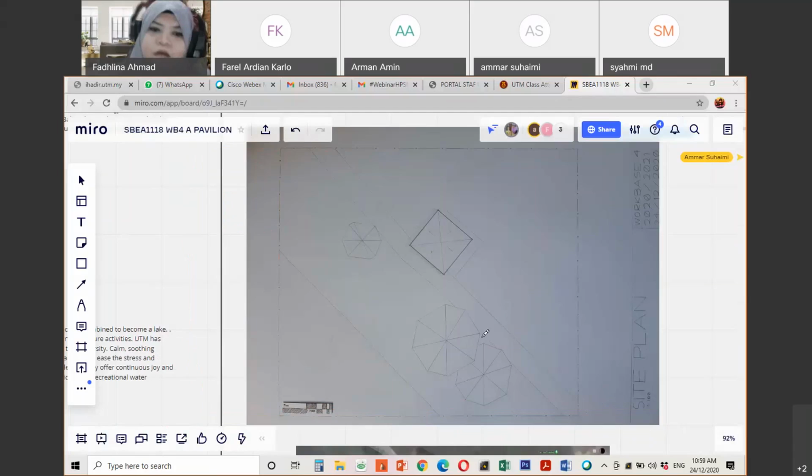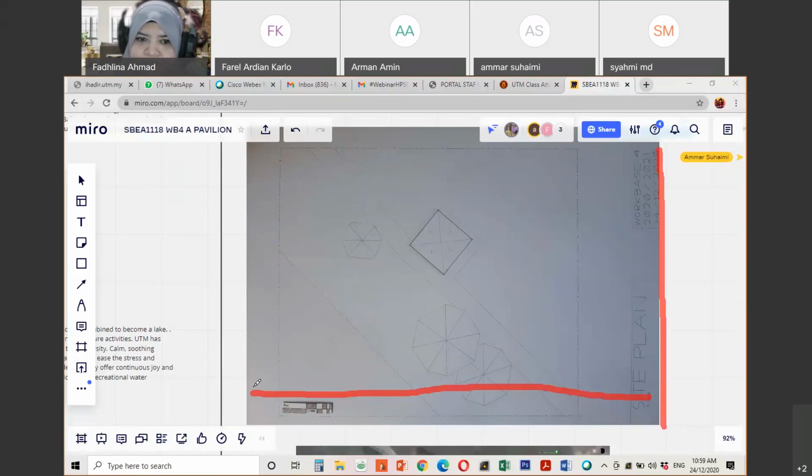But what I can see from here, this one is your A3 and the site plan is also on your A3, right? Yes. You can maximize it. Perhaps you use the whole A3. Let's say we are working on this A3. Everybody can put this boundary line and then choose the location of your pavilion, and is there anybody who wants to design over here?